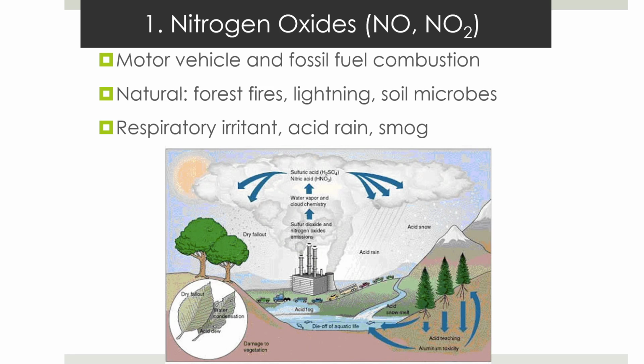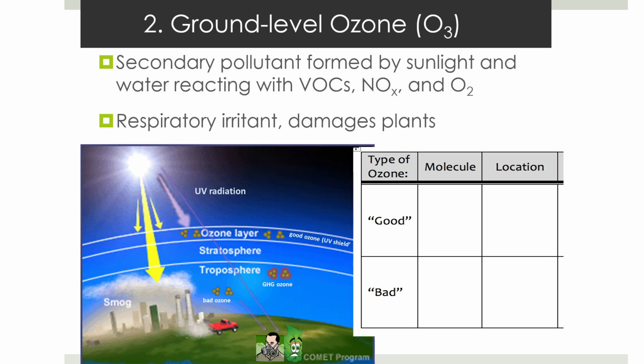So you can see from this image all of the different sources, along with how they are transformed in the atmosphere to make more harmful chemicals that cause plants and humans and animals to feel the effects.